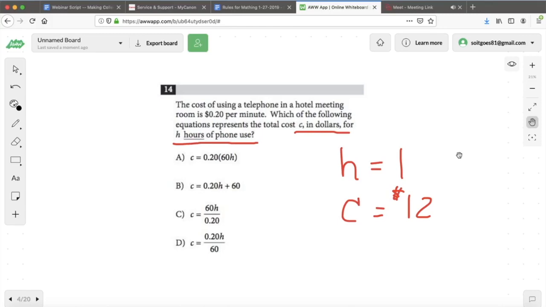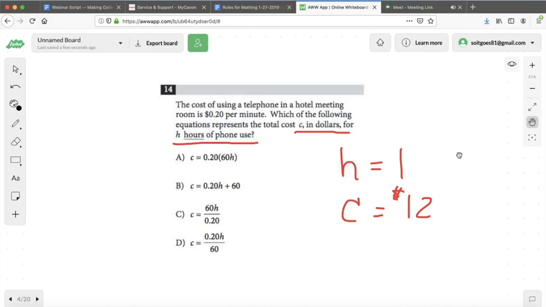Because it's 20 cents per minute, and there's 60 minutes an hour, so you're just multiplying 20 cents, or 0.2, times 60, and you should get 12. Are there any questions about that? No? Good? Okay. All right. That's pretty clear, Simon? That makes sense? Okay, great.